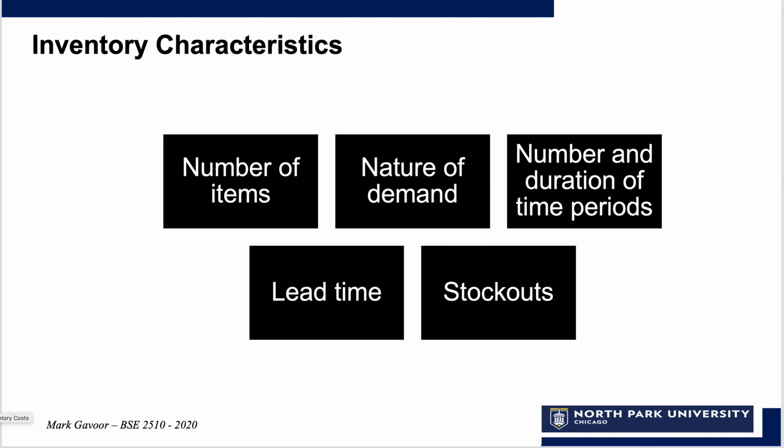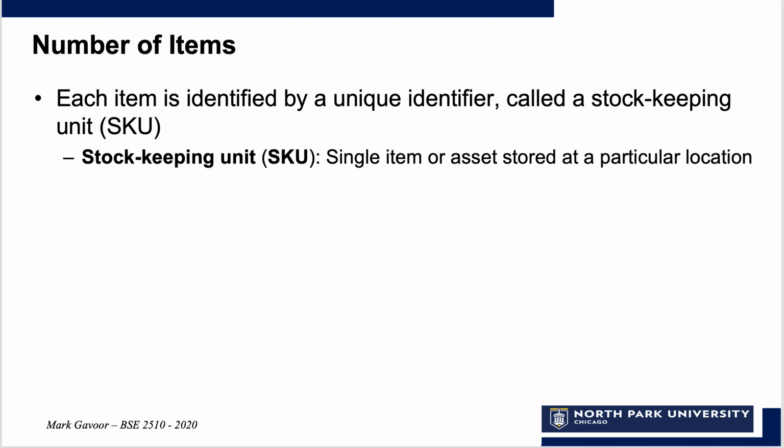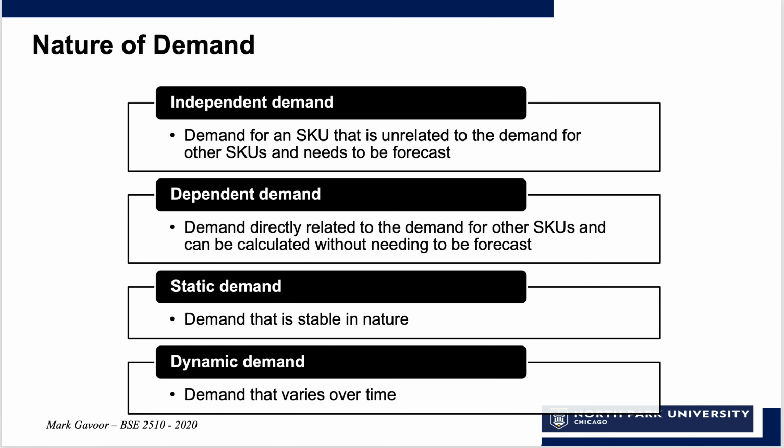So the characteristics we look at are the number of items, nature of the demand, number and duration of time periods, lead times, stockouts, all of this kind of stuff. Number of items: each item is identified by a unique identifier called a stock keeping unit, SKU. We have talked about this before. It's the barcode thing, a single item or asset stored at a particular location, or many locations depending on how much inventory of that item you have.